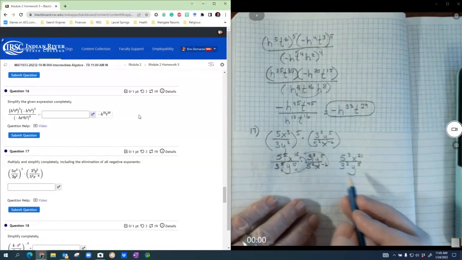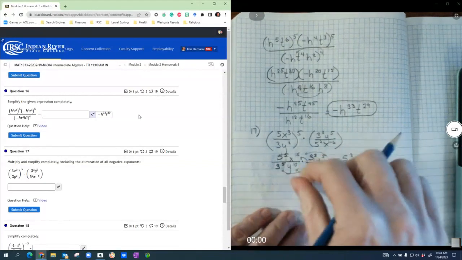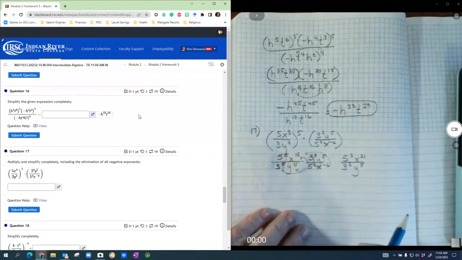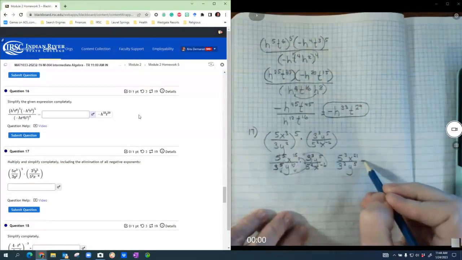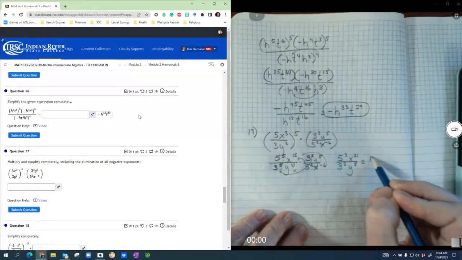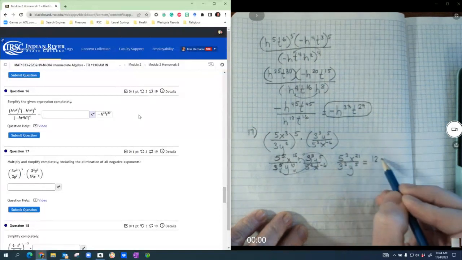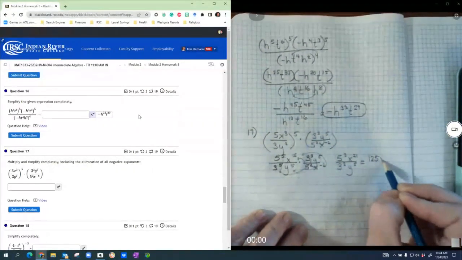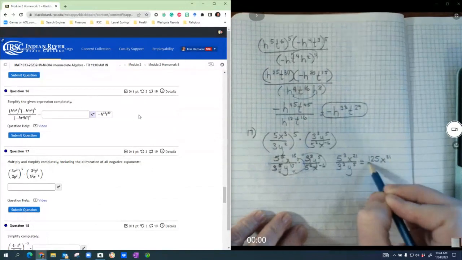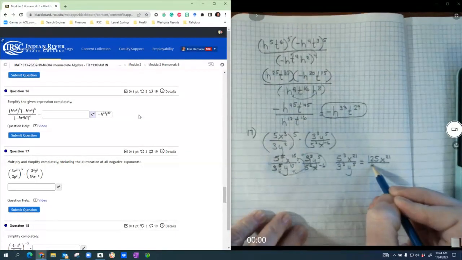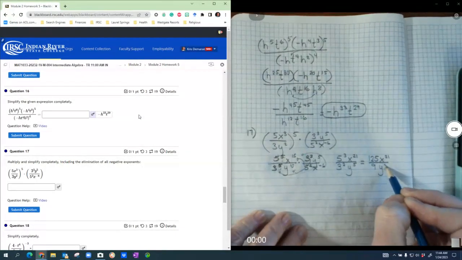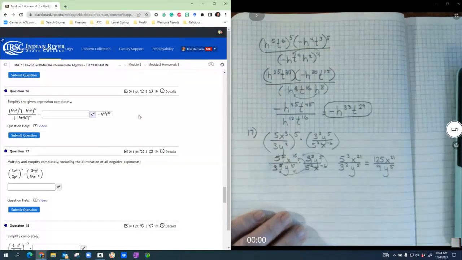Now that is part of this moving of pieces that is really critical for the evaluation of this. It makes it simple, and then you could do the 5 to the 3rd power is 125, x to the 21st, and then 3 to the 2nd power is 9. And there's the answer we're coming up with for that.